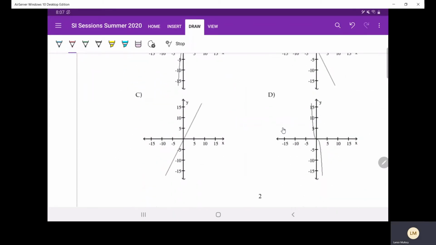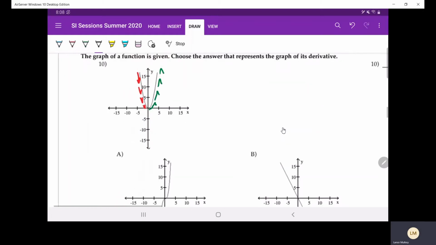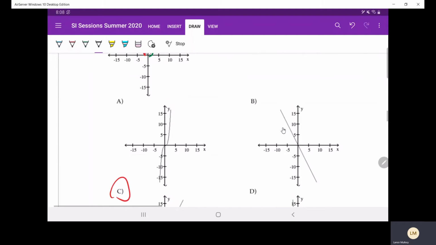So to the left of 0, it's decreasing, so the derivative is negative. To the right of 0, it's positive. The function is increasing over the whole thing, but to the left of 0 the derivative is negative, and to the right of 0 it's positive. So C best represents the derivative right there. It all depends on the function decreasing or increasing as you move from left to right. If it's decreasing, the derivative is negative. If it's increasing, the derivative is positive.